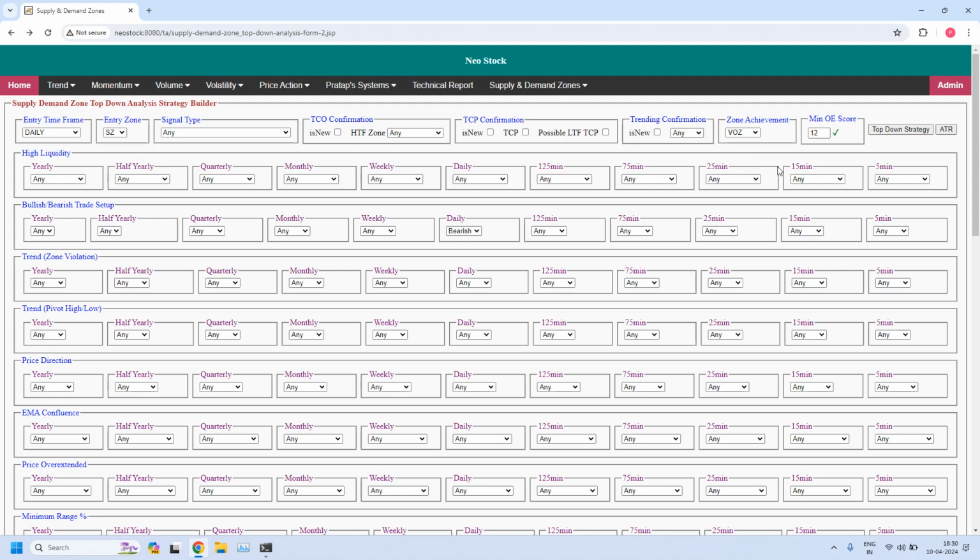In the bullish or bearish trade setup in daily time frame, now I am selecting the value bearish. And the filters remain the same. Violated zone achievement should be VOZ. Minimum odd enhancer score should be 12 and pierced count should be 0.